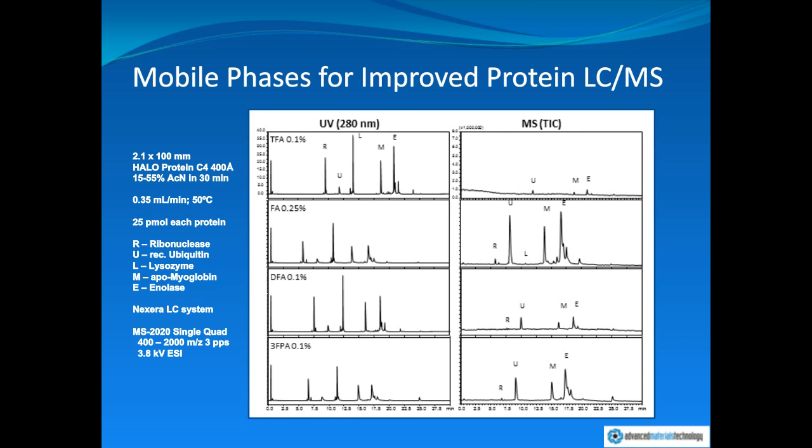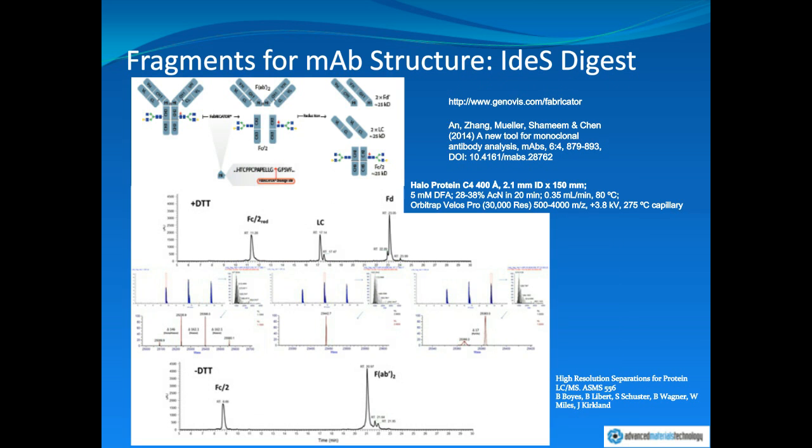But we find it useful because unlike TFA, it's easy to get rid of DFA from your instrumentation. So do we get some ionization suppression with it? Absolutely, especially when you get up to IgGs, intact IgGs. For fragments of IgGs, works just great, and we do a lot of LCMS analysis there. In this case, we're showing an IdeS digest of intact IgG, a monoclonal antibody. This one is also, I believe, trastuzumab.